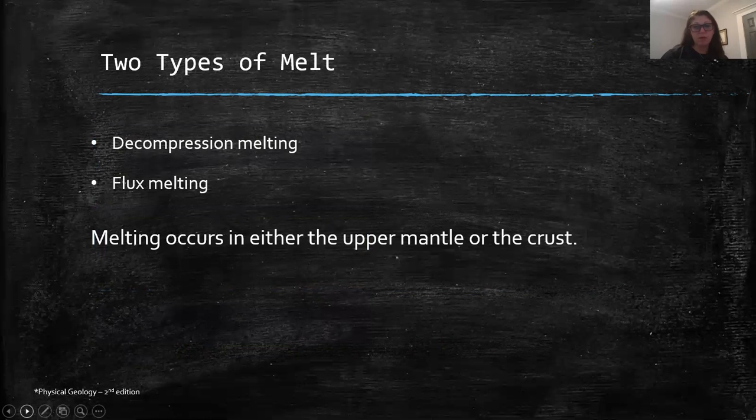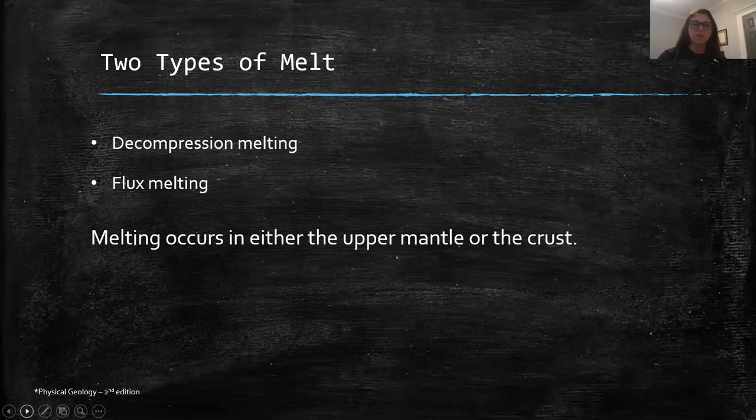There are 2 types of melts: decompression melting and flux melting. Decompression melting takes place within the earth when a body of rock is held at approximately the same temperature, but the pressure is reduced. This happens because the rock is being moved toward the surface, either at a mantle plume or a hot spot, or the upwelling part of a mantle convection cell.